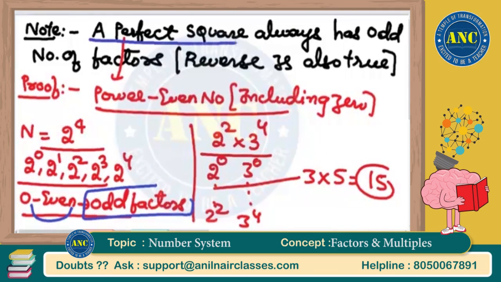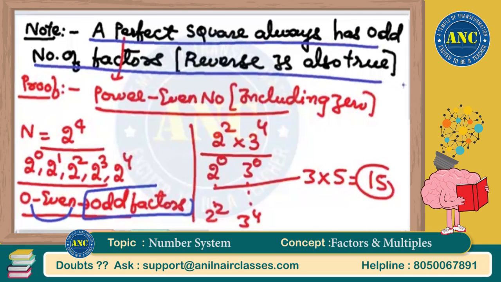Very, very important point: a perfect square always has an odd number of factors. The reverse is also true. Write down a question.